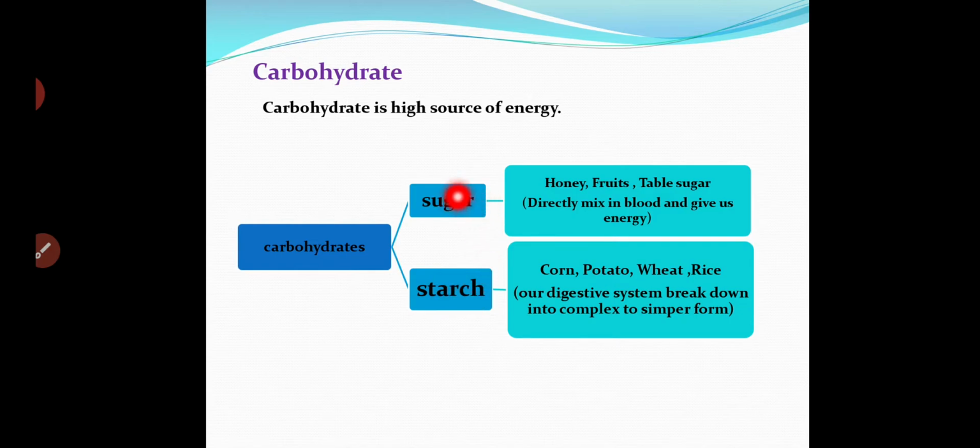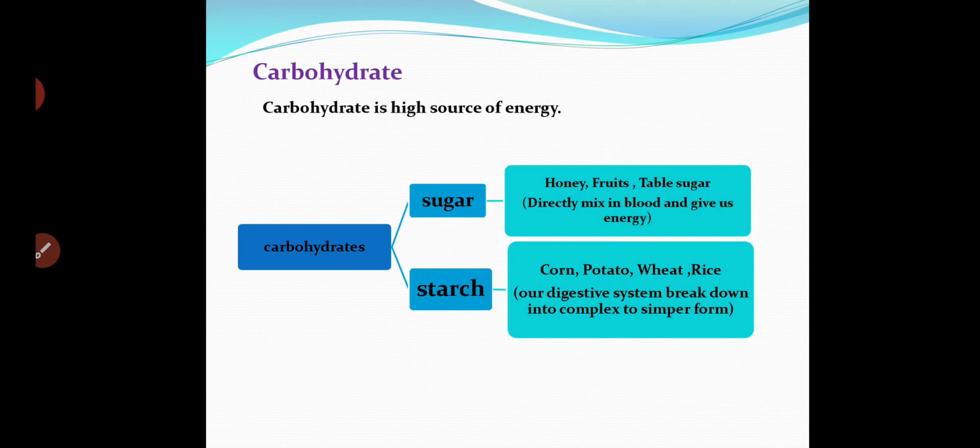So, what are the sugar food items? Honey, fruits, table sugar. These all are called sugar. What will happen? Directly they mix with our blood and give us energy. Now starch, where is the starch present? Corn, potato, wheat, rice. When our food is digested, the starch will break down into a simpler form.